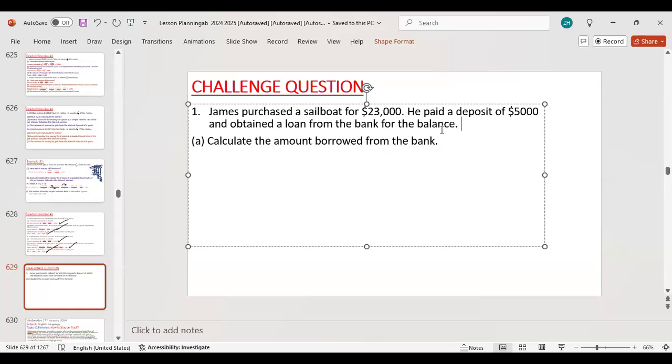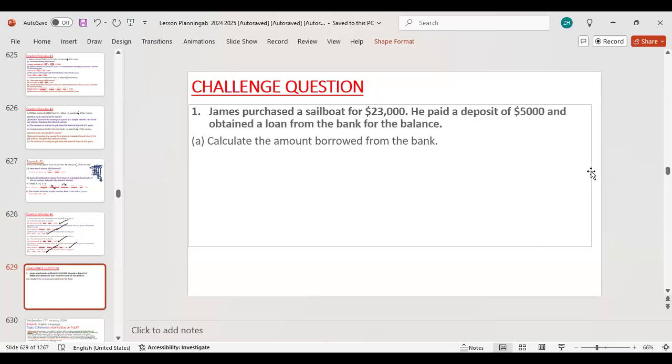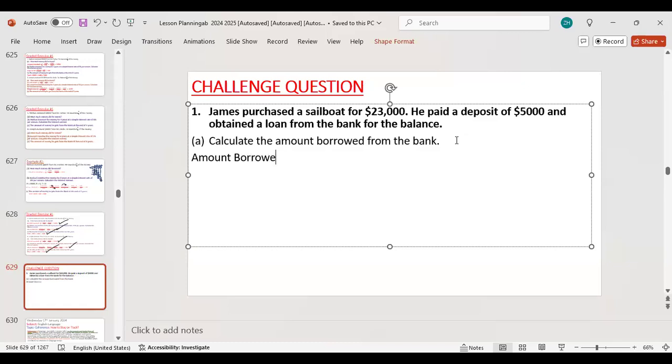Go ahead, Anaya Butler, read the question for me, please. James purchased a sailboat for $23,000. He paid a deposit of $5,000 and obtained a loan from the bank for the balance. Calculate the amount borrowed from the bank. Good. We want to know the amount borrowed from the bank. What's the answer, and how are we going to get it? Let me give you a chance to write it.